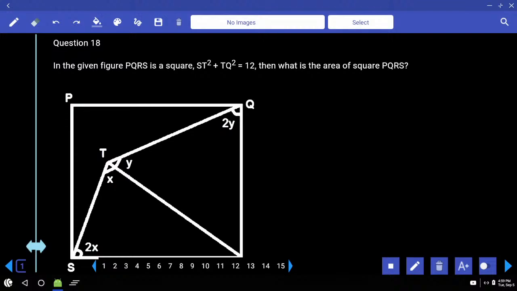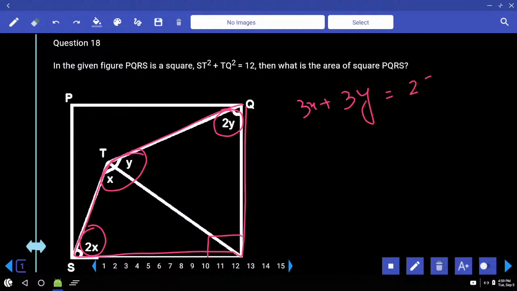You know, as this is a square, the angle here is 90. Understood or not? So if you observe this quadrilateral, the sum of the angles must be 360. 2x plus 2y plus x plus y, 3x plus 3y must be 270, because already 90 is here. Therefore x plus y is 90. So this is 90 degrees. That is a right angle.